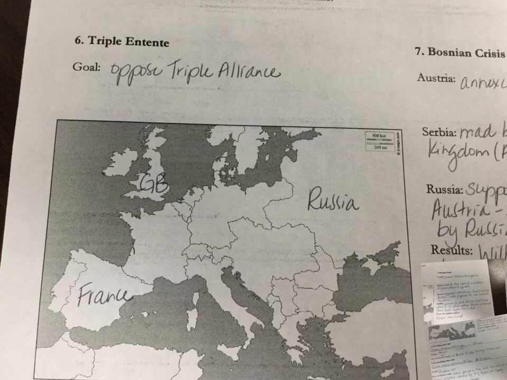All right, so that sets the alliance system up for World War I, because the two major remaining alliances we have, again, are the Triple Alliance and the Triple Entente. Now, what happens in the Balkans next directly leads to World War I.